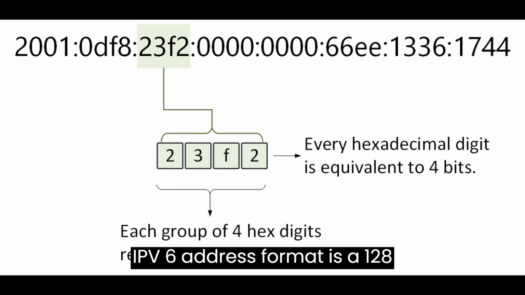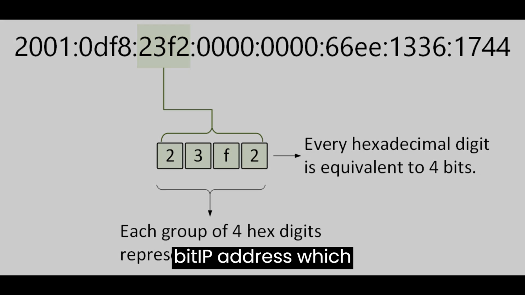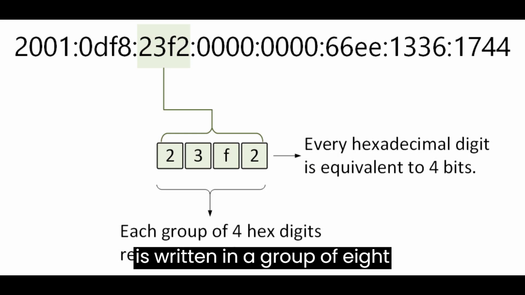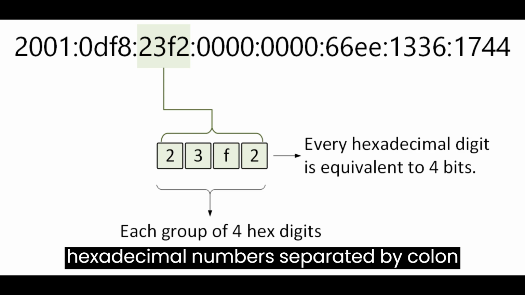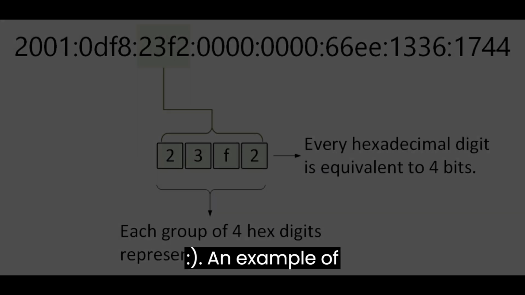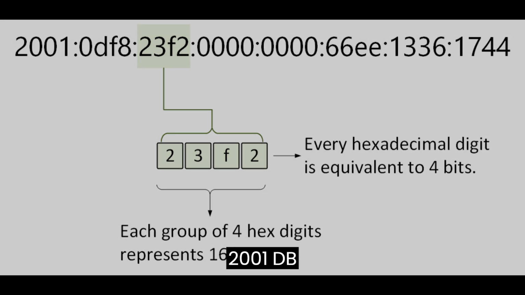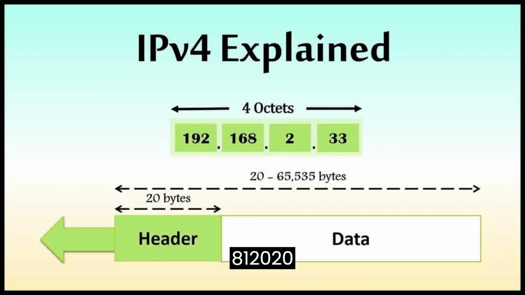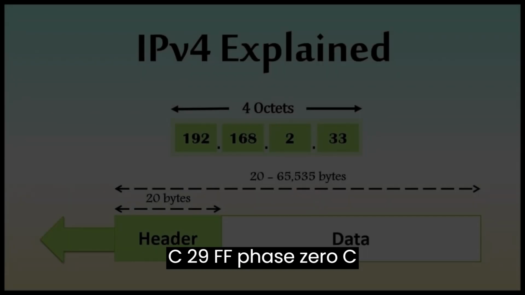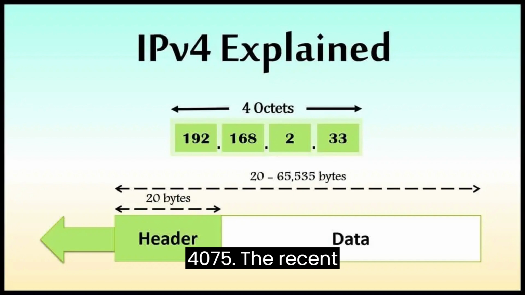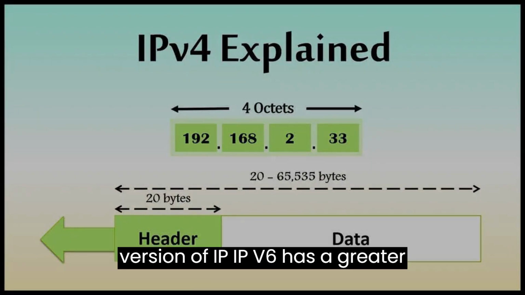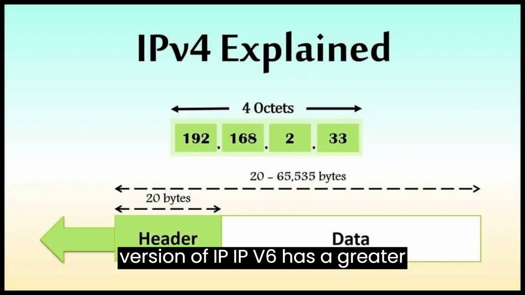The IPv6 address format is a 128-bit IP address, which is written in a group of 8 hexadecimal numbers separated by colons. An example of an IPv6 address is 2001:DB8:1:2:020C:29FF:FE0C:47D5. The recent version of IPv6 has a greater advantage over IPv4.